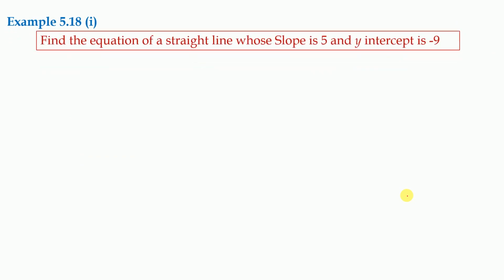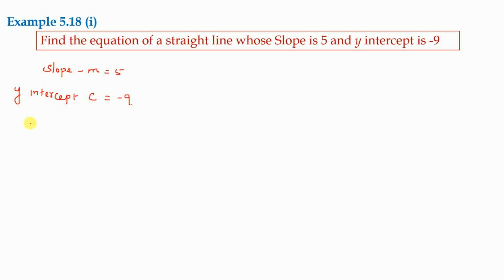This is example 5.18, the first subdivision. Find the equation of the straight line whose slope is 5 and y-intercept is minus 9. First we will write whatever they have given in the question. Slope they have given, and we know slope is m, so m is equal to 5. Then the y-intercept they have given. The y-intercept is c, so c is minus 9.